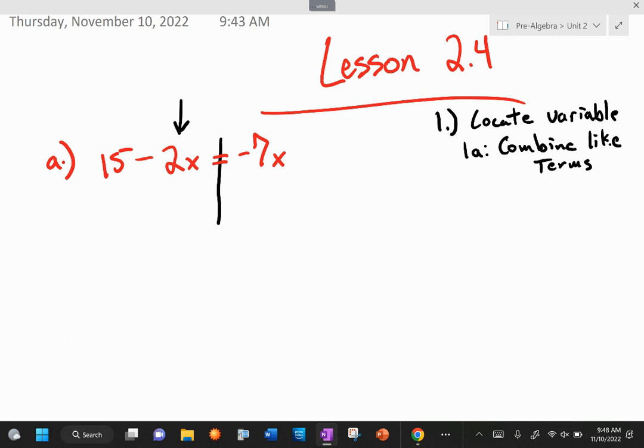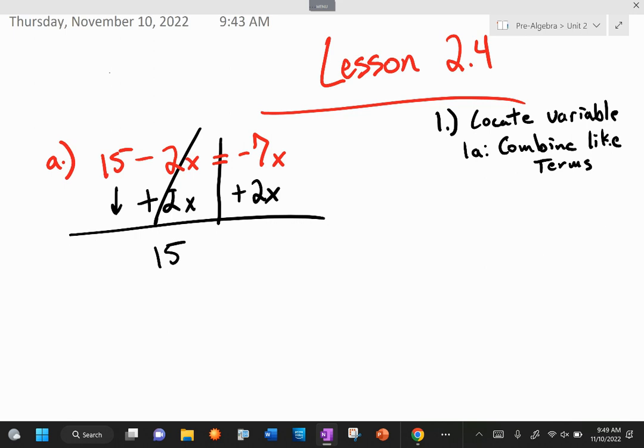Okay, so we're going to take the -2x and move it to combine it with the 7x. How do I undo the operation right there? How am I moving the 2x? Adding 2x to both sides. So we'll add 2x. The 2x's on the left will cancel out. I'll bring down the 15. And then I have -7x plus 2x, which will be -5x. Now it's just a one-step problem from here.